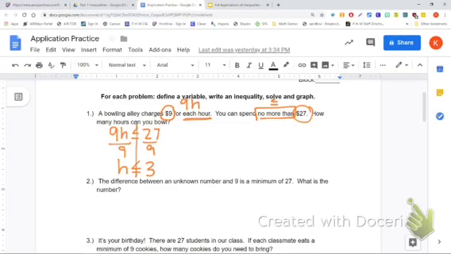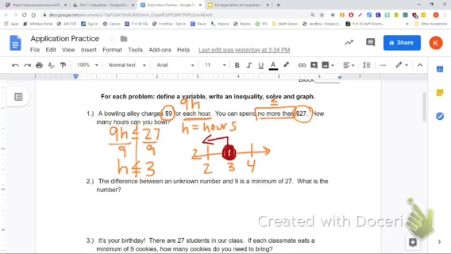Now, here's the big thing to remember, guys. I did say in the directions to define your variable. So in this case, my h stands for hours. I also asked you guys to graph this. So here's my number line. Here's my number 3 in the middle. 4 is to the right. 2 is to the left. It is a less than or equal to symbol. And I can't spend 4 hours, but I can spend 2 hours or even 1 hour.